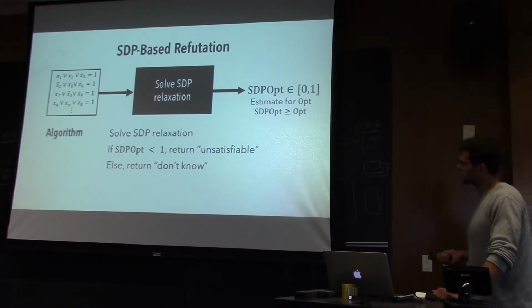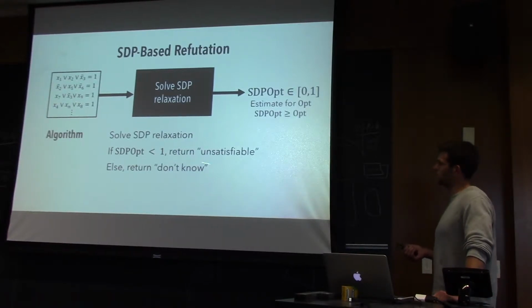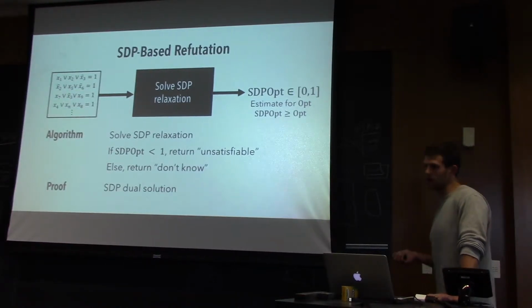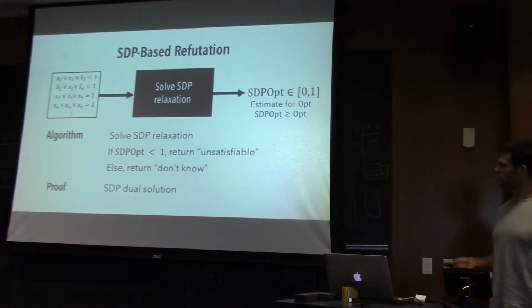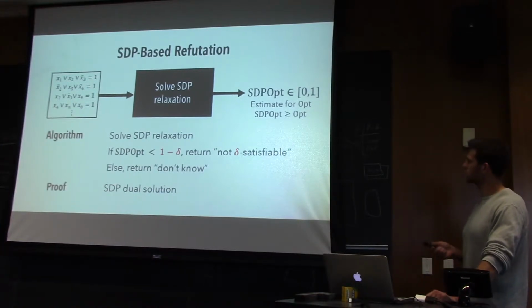So here's an algorithm. You can solve the relaxation. You can say, my SDP thinks it's unsatisfiable. If so, I'll return unsatisfiable. Else, I'll return don't know. This gives you a proof because there's some SDP dual solution that will certify that this is an upper bound on the actual opt. You can also do the same thing for delta refutation.